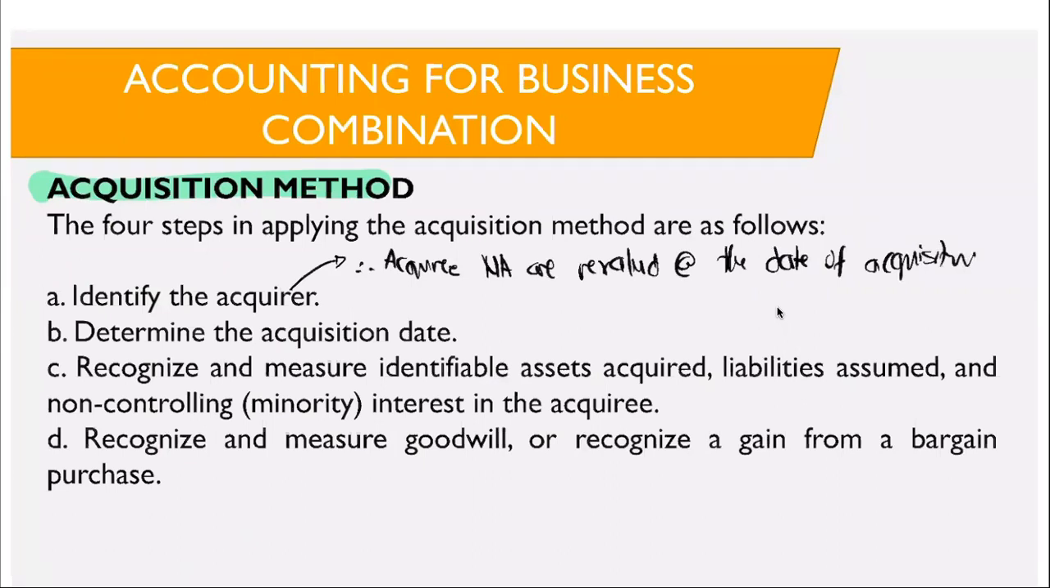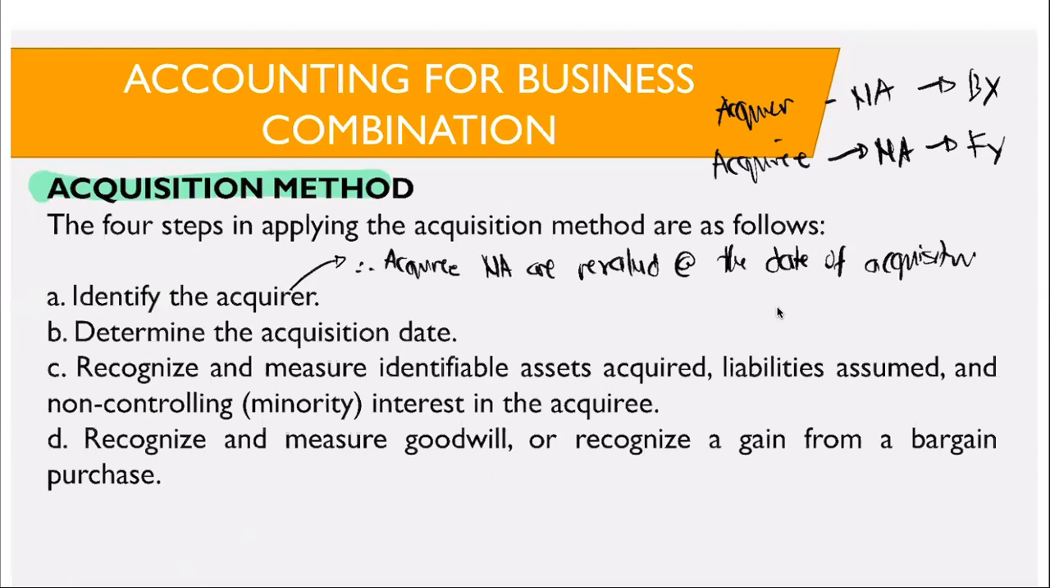So at the date of acquisition, we have here your acquirer and your acquiree. Whatever is the net asset of the acquirer will remain at book value. Only the net asset of the acquiree will be revalued at fair value. That's why we need to know who actually controls the other. So take note, the acquirer is the one who controls the other. Whoever actually controls the other will remain its net asset at book value, while the one being controlled will be revalued at fair value. Okay?